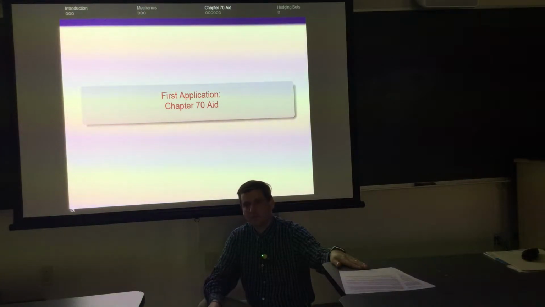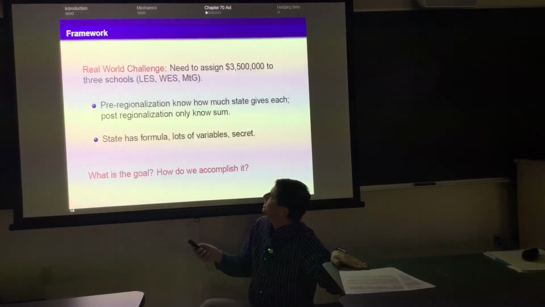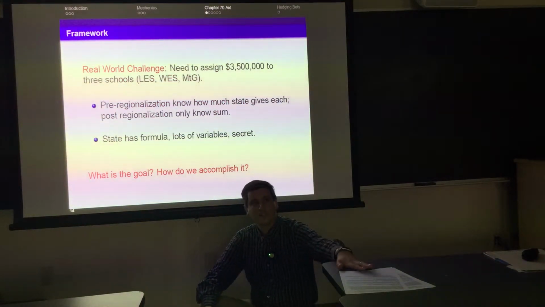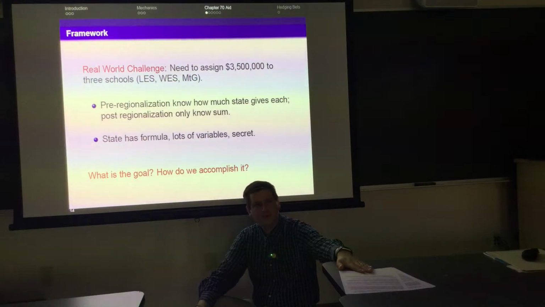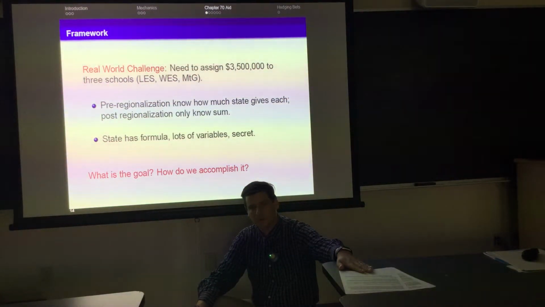And some of the biggest stumbling blocks is what's called Chapter 78. So right now, we get about $3.5 million a year from the state. To put things in perspective, the Lanesboro elementary school budget is about $2.7 million. The Williamstown elementary school budget is about $6 million. The high school is around $11 million. So on $20 million, $3.5 million is a significant amount.